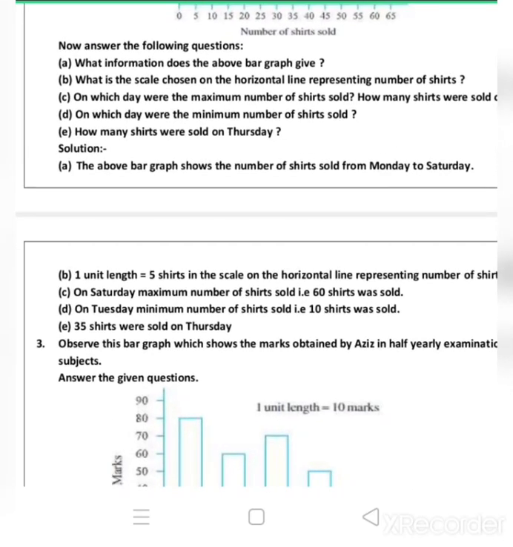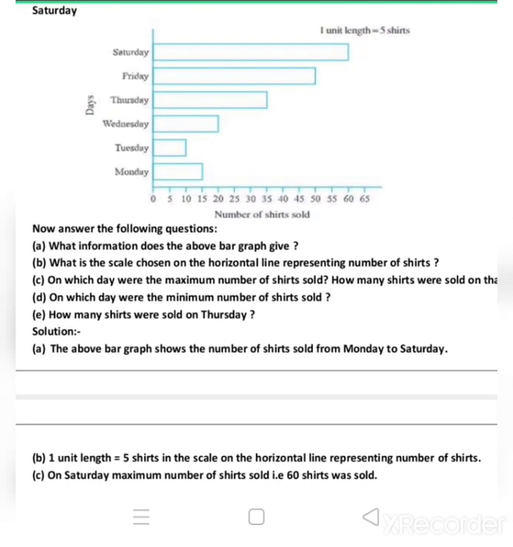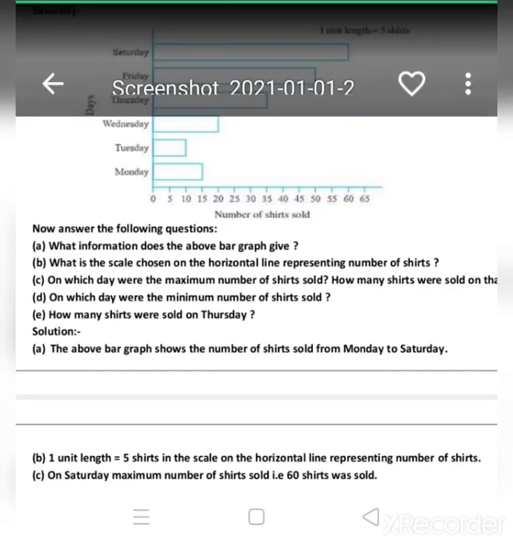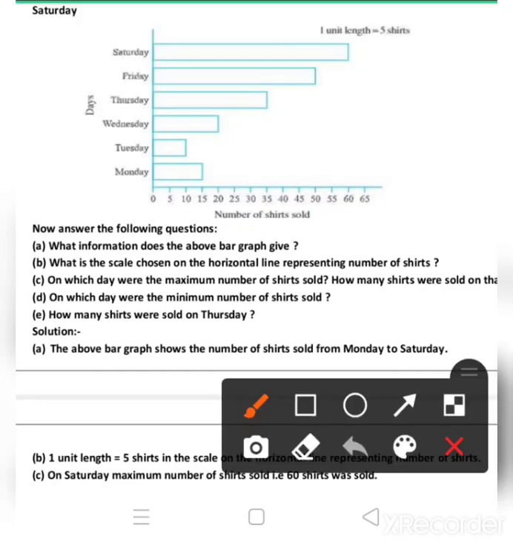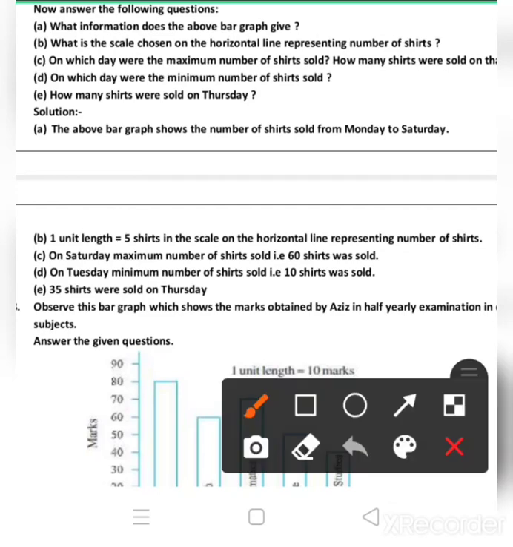Next D, on which day were the minimum number of shirts sold? On Tuesday. Here the minimum bar is on Tuesday, that is 10. It means 10 shirts were sold on Tuesday. So on Tuesday the minimum number of shirts were sold, that is 10 shirts.